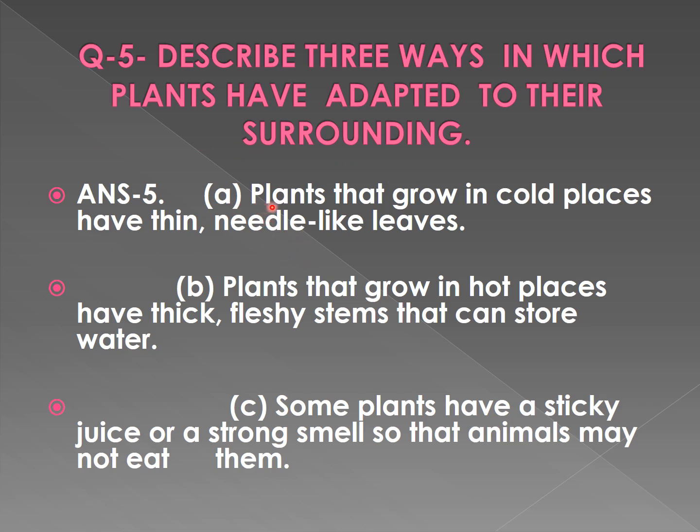Three parts. Number one, A part: plants that grow in cold places have thin needle-like leaves. So it is related to the topic question. B part: plants that grow in hot places have a thick fleshy stem that can store water. And the third point: some plants have a sticky juice or a strong smell so that animals may not eat them. So these are the three ways, my dear students, in which plants have adapted to their surrounding.